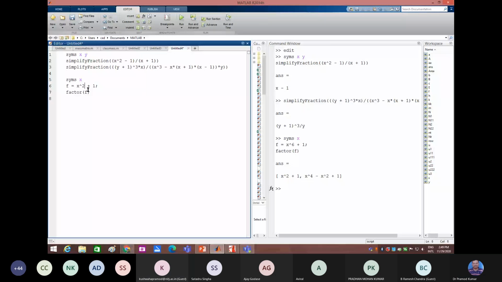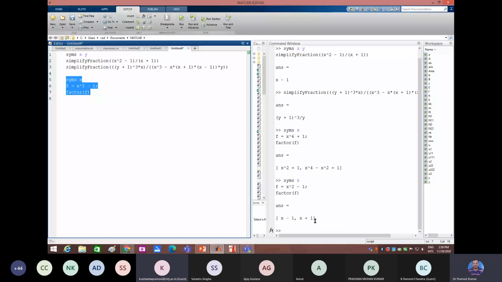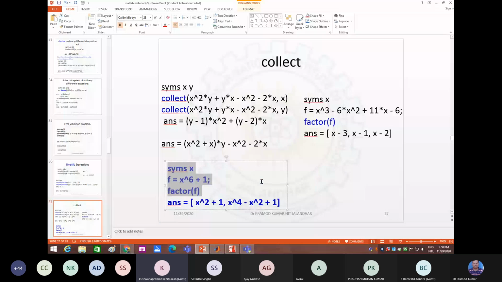X square minus 1, what will be the factor? X minus 1, x plus 1. This way we can check whether our program is working or not. We can check this one, x minus 1 x square plus x plus 1 x cube minus 1. Such a way that it will be very useful, and collect.